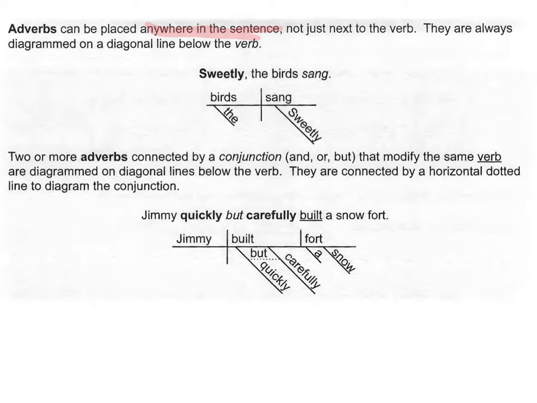Sweetly, the bird sang. Who or what is this about? Birds. What did the birds do? They sang. What did they sing? We don't know, so there's no direct object. Which birds? The birds. Now we have sweetly. Sweetly doesn't modify birds, it modifies the song they sang. So it's how they sang right here. So our simple subject is birds. They sang. Which birds? The birds. How did they sing? Sweetly.